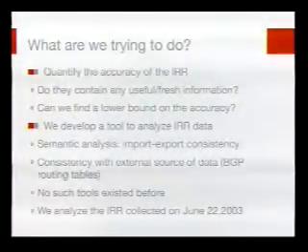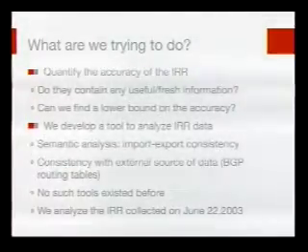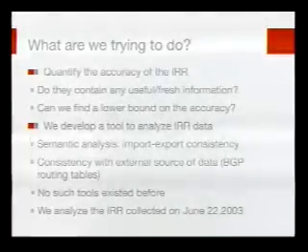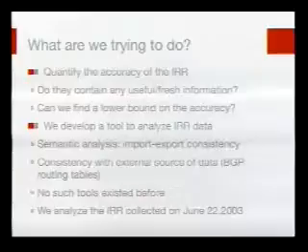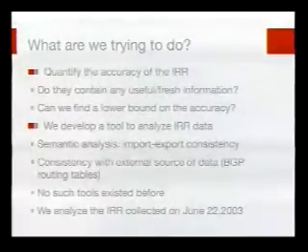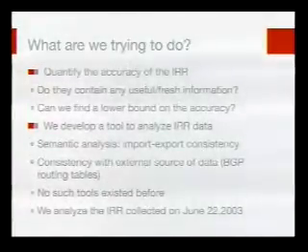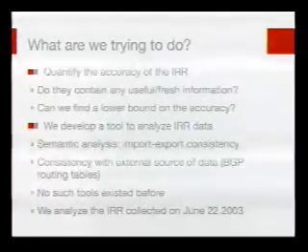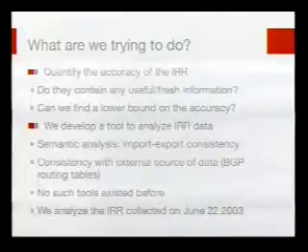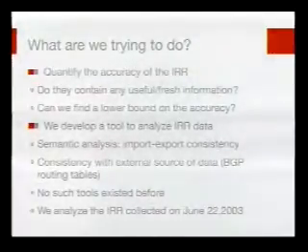In order to do this, we have two phases. In the first phase, we check for errors. In the second phase, we check for freshness using external sources of data like BGP routing tables. Our tool consists of two parts. We have the backend, where we use a Postgres database to store the policies and do all the analysis. And we have a web-based front end that you can use to query our database and find out possible errors that we found in the IRR. The results I'm going to present today are from June 22, 2003.